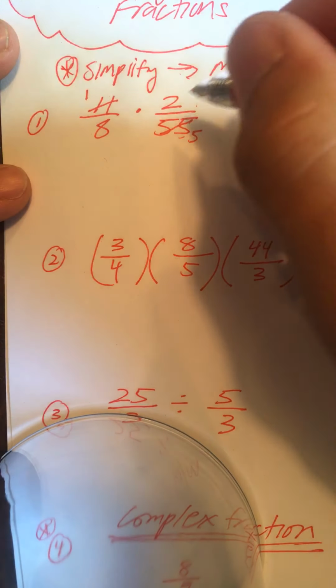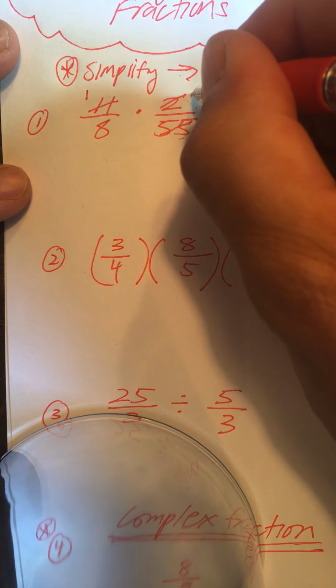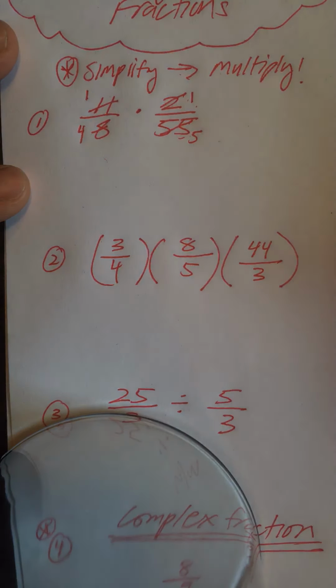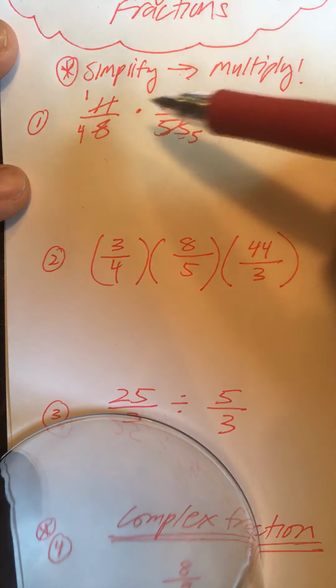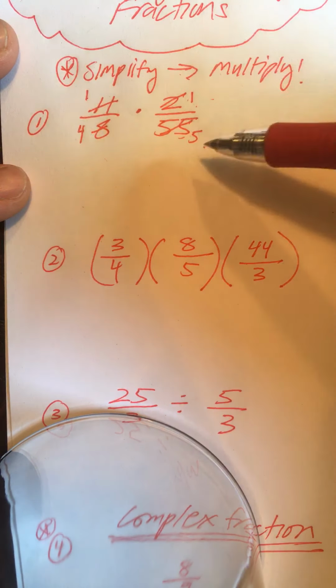So I also notice that 2 and 8 can be reduced. 2 goes into both of those numbers. 2 goes into 2 once, 2 goes into 8 4 times. And then I look again. I have a 1, a 4, and a 5. Nothing can go into any of those numbers.